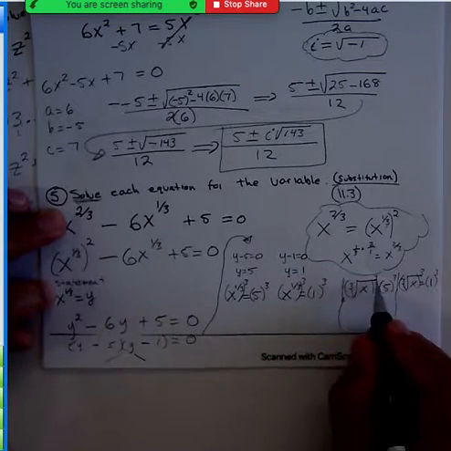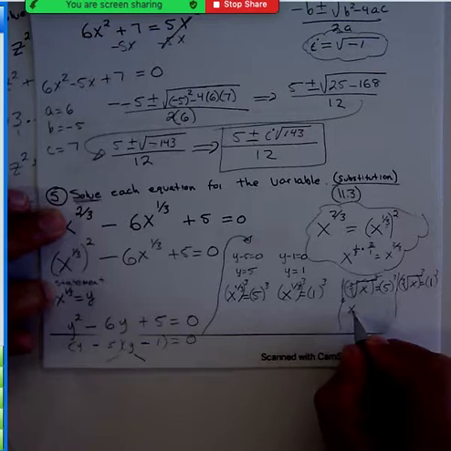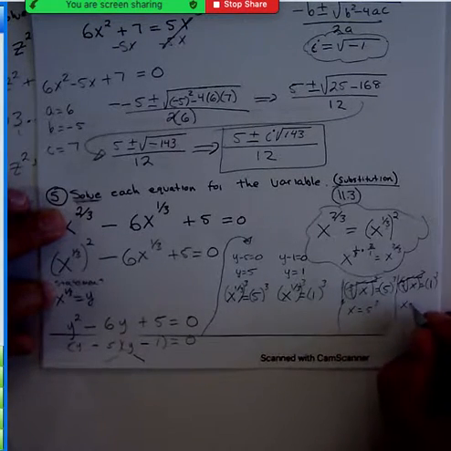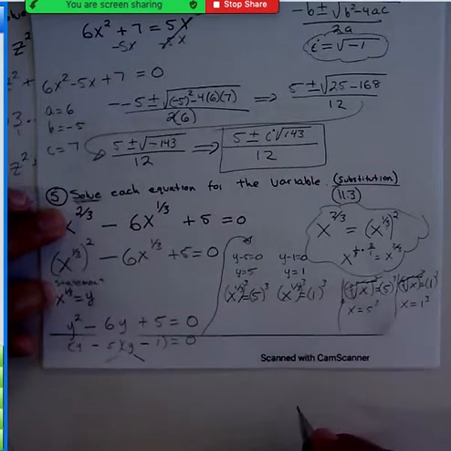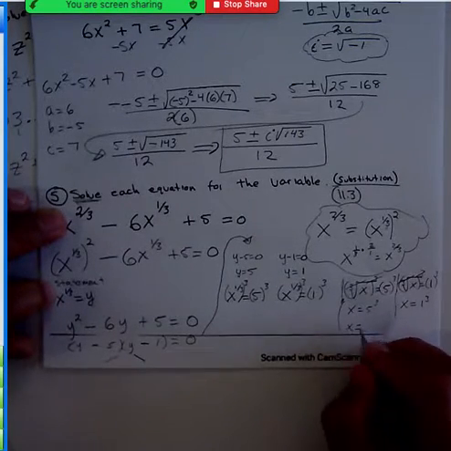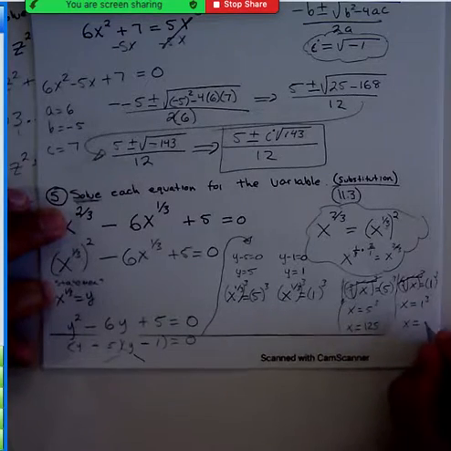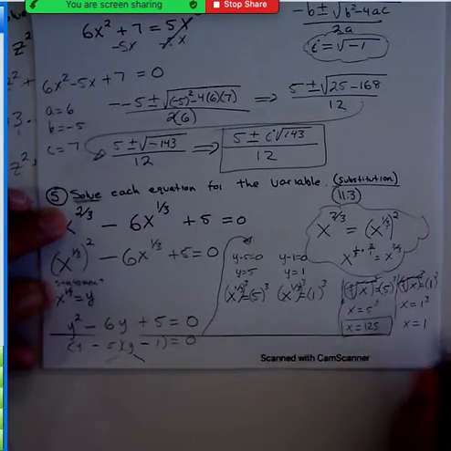So when you cube this part, this cancels out. So you have x equals 5 to the 3rd. This cancels out. You have x equals 1 to the 3rd. 5 to the 3rd would be 5 times 5 times 5, which is 125. 1 to the 3rd is just 1. So these are the answers.